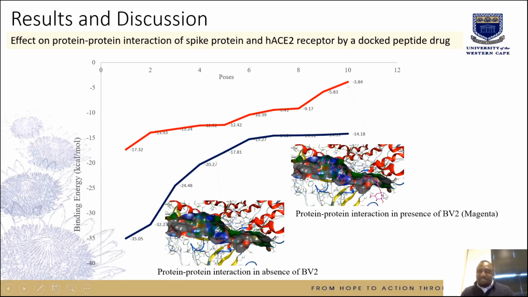And in the presence of the drug, there's a significant reduction in the interaction between the two proteins. We can also conclude from this that the presence of that particular drug limited the interaction between the spike protein and the human receptor.